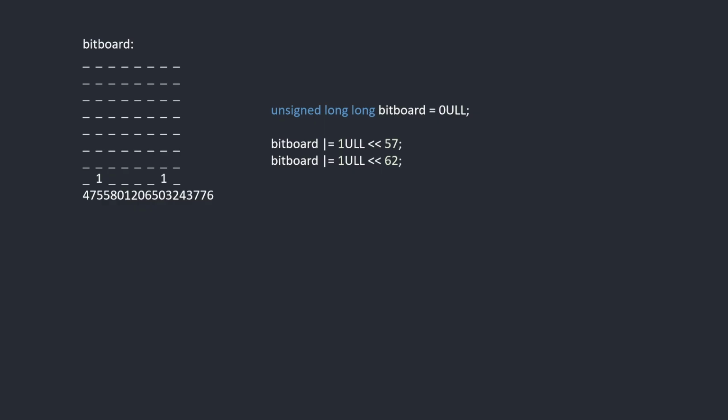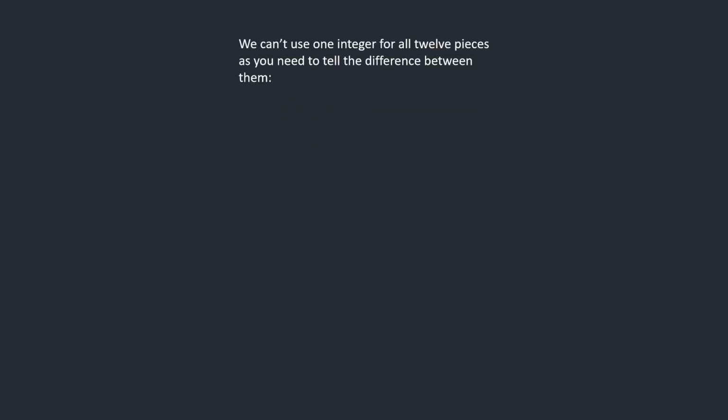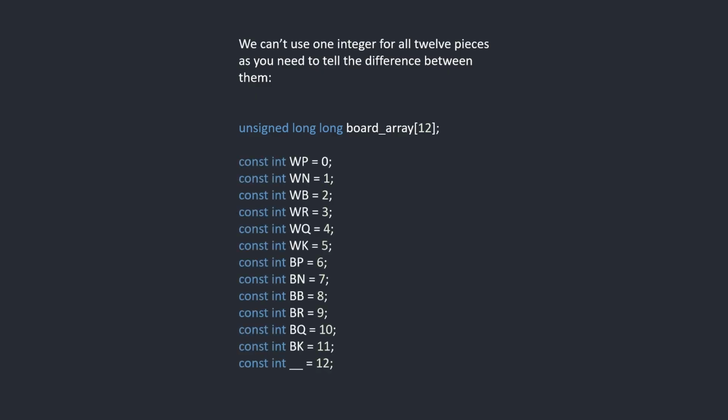You don't care about the number, you care about the bits. So we've set the bits there, and we're now representing the white knights. However, we can't use one integer for all 12 pieces, as you need to tell the difference between them. So instead we use an array: unsigned long long board array of 12, and then we use the indexes from before to index them.